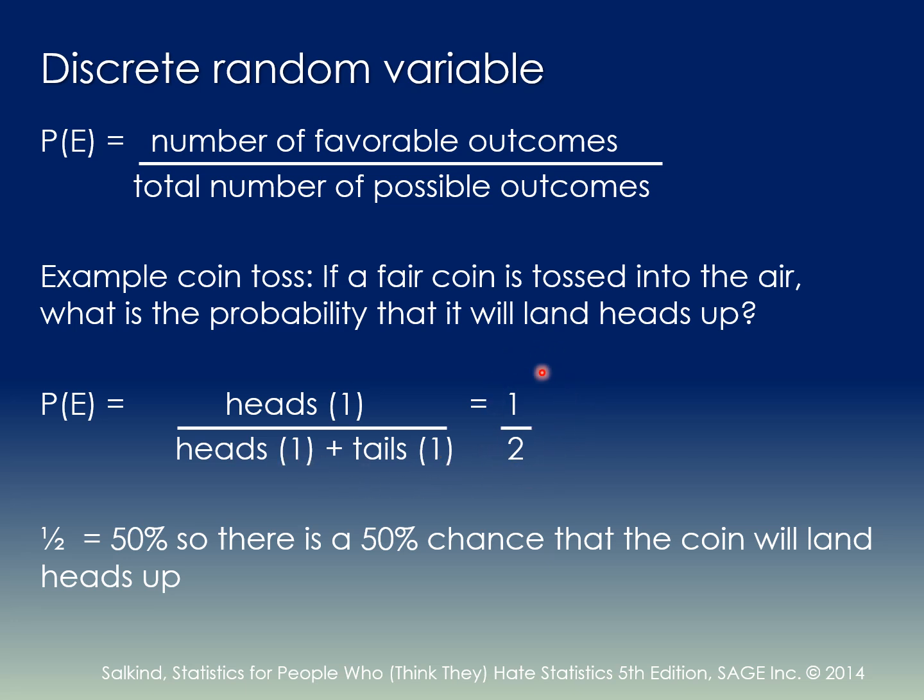And so my fraction is 1 heads out of 2 possible outcomes, either heads or tails. And when I convert my fraction to a percentage, it comes out to 50%, which makes sense. That's almost intuitive because we understand heads and tails, right? And so there's a 50% chance that the coin will land heads up.